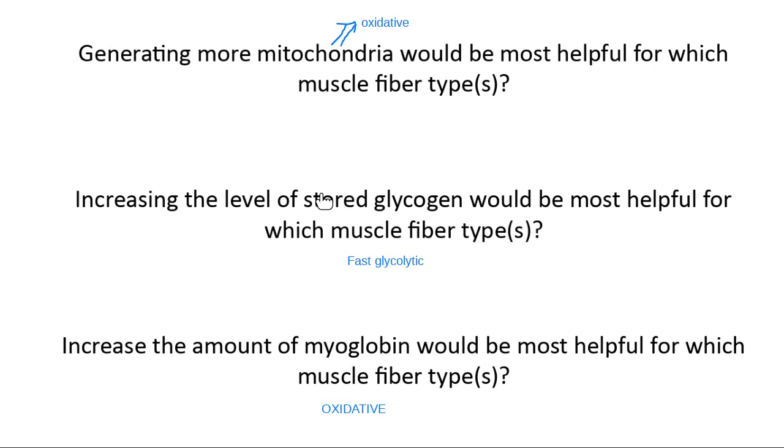Where it asks you to predict, if I had more mitochondria, who is that going to help? Well, it's basically asking you, who's got mitochondria? Or if I say, I'm giving you more myoglobin, who's that going to help? Well, it's going to help who already has myoglobin and uses oxygen to make their energy. Or same thing here with the glycogen. Who uses glycogen to build their energy? That's those glycolytic types of muscle fibers.